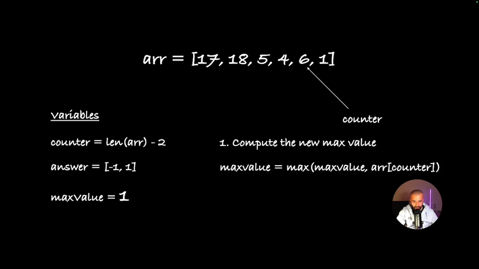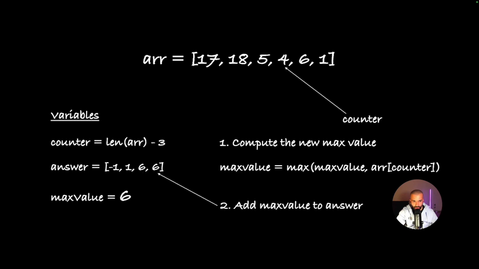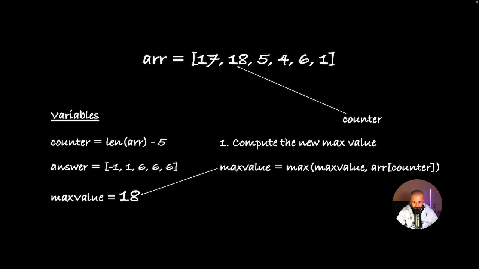So now we're going to compute the new max value here, and that is going to be 6. And we add 6 to our answer. And so on and so forth. 6 is greater than 4, so we're going to still add 6 into our answer. 6 is greater than 5, so we add 6 to our answer. And finally, we get to 18. And here, our max value updates to 18. And we add 18 to our answer.